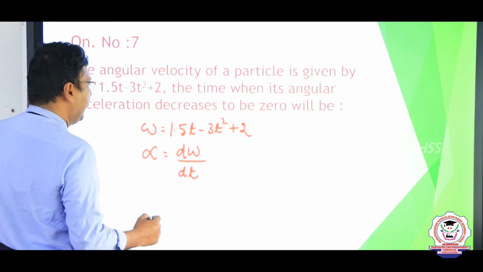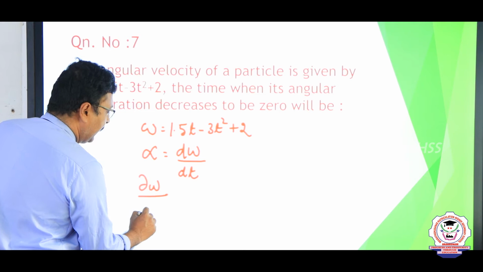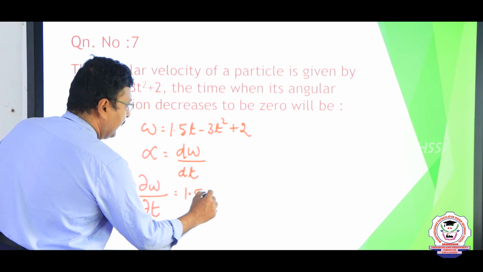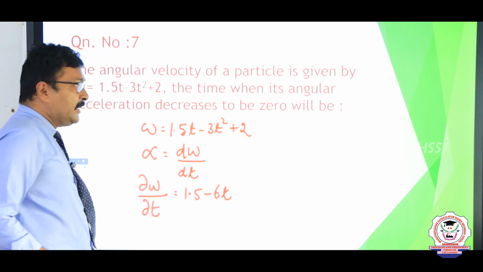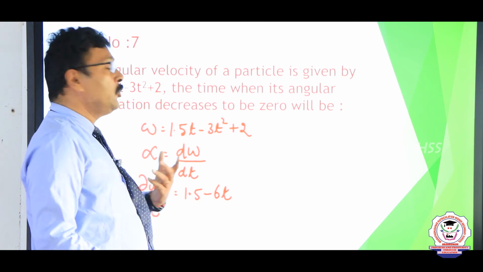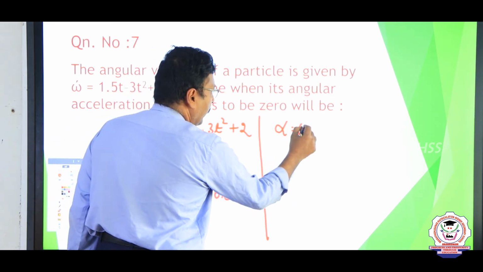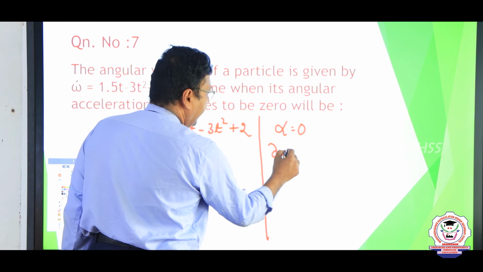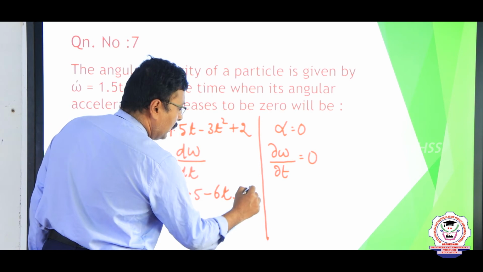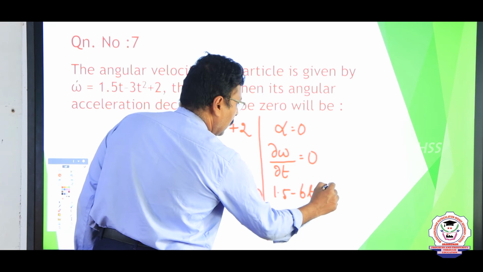So I find out the differential of angular velocity with time. I get 1.5 minus 3 into 2, 6t. It is being asked in this question what happens when the acceleration decreases to 0. So what do I have to do? I have to do alpha is equal to 0. So when alpha is equal to 0, d omega by dt is equal to 0. So I want to equate this equation to 0. So what will I have? 1.5 minus 6t is equal to 0.